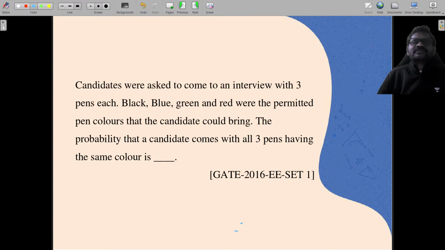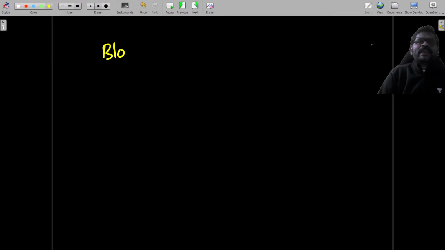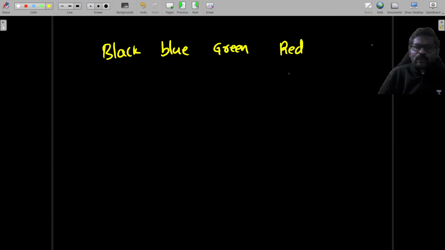Next problem. Candidates were asked to come for an interview with 3 pens each: black, blue, green and red. Black, blue, green, red were the permitted pen colors that the candidate could bring. What is the probability that the candidate comes with all 3 pens of the same color?